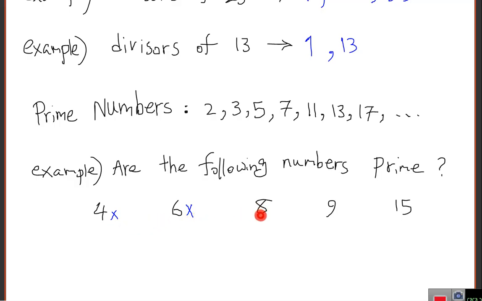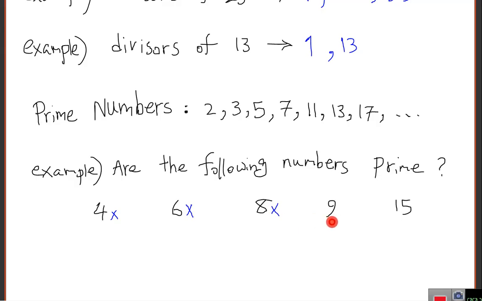So whatever even number that we can think of, except 2, is not a prime number, because it is divisible by 1, it is divisible by 8, but it is also divisible by 2. So it's not a prime number.